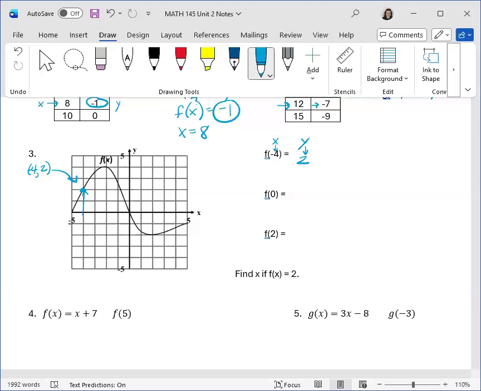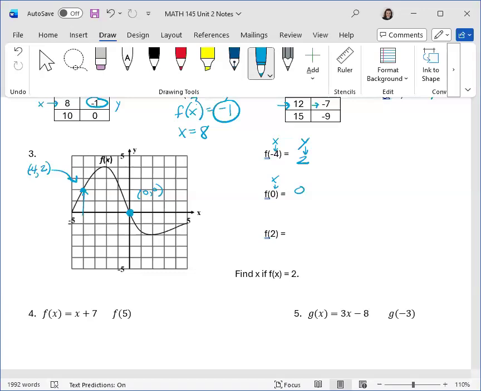This next one is asking us when x is 0, what is y? So in order to get to an x value of 0, I'm just not moving left or right. I'm staying right at the origin. And I see that that y value is also 0 because the point on the graph is at 0, 0. So the y value is also 0 there.